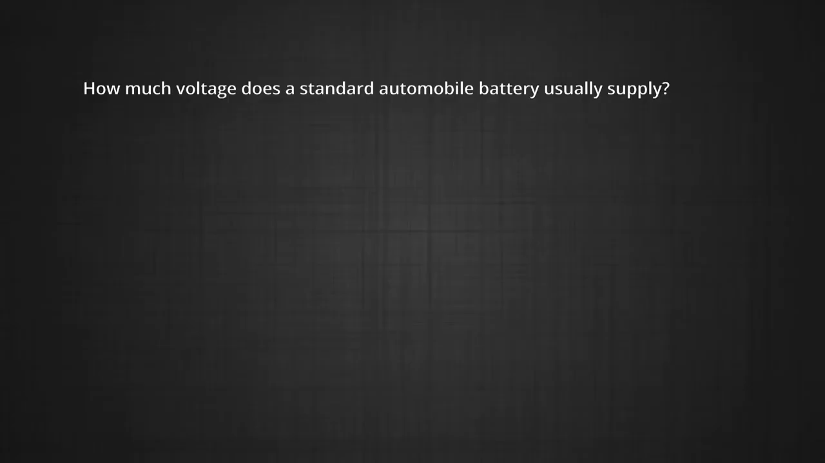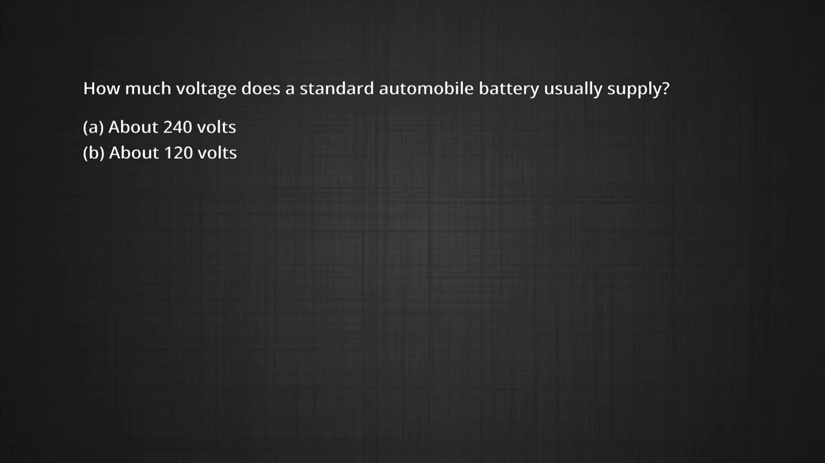Can you imagine what voltage automobile batteries usually supply? Can you guess? Say 240 volt, 120 volt, 12 volt or 9 volt. Suppose we are using a battery in a car or in a bike. So, what is the supply voltage supposed to be? It will be around 240 volt, 120 volt, 12 volt or 9 volt. Right, okay. So, it is about 12 volts.